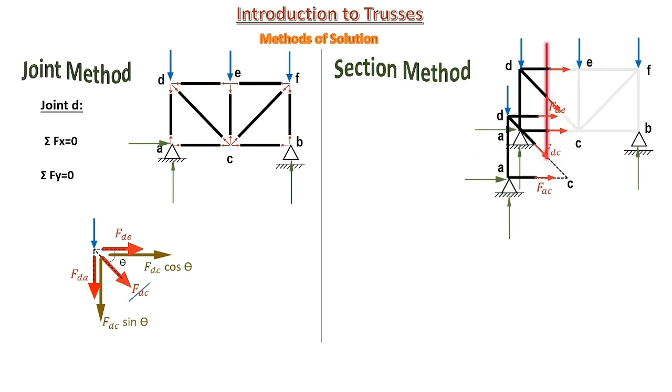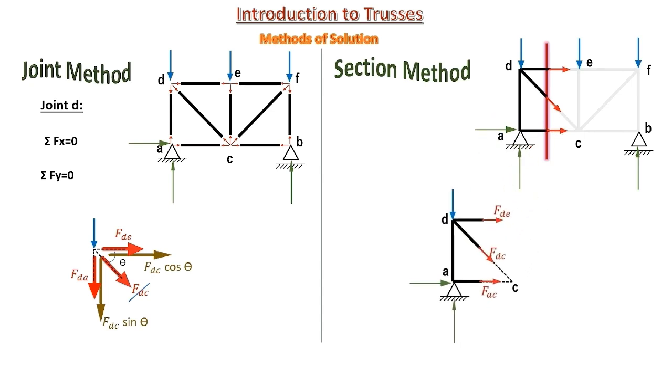We extract it here with all external and internal forces. The internal forces in the section method are the forces of the members that the cut passed through. So in our case here, this cut passed through three members. Those three red members are the only members that can appear in the equilibrium equations fulfilling the section method.